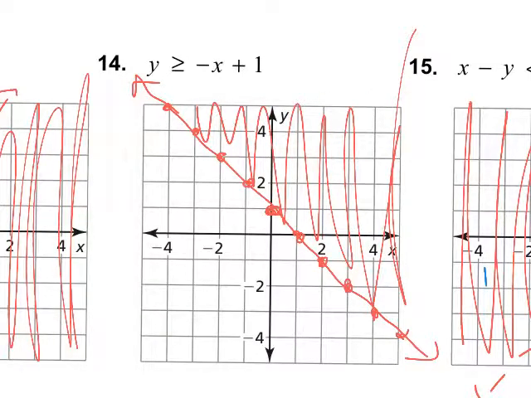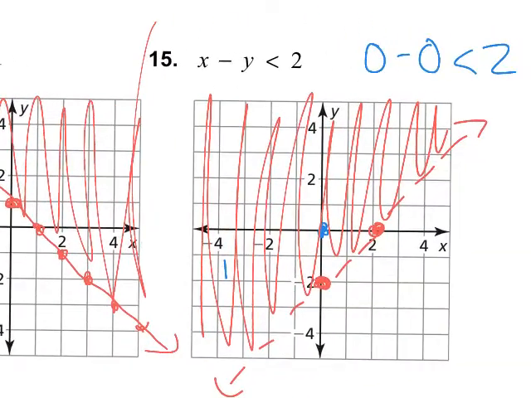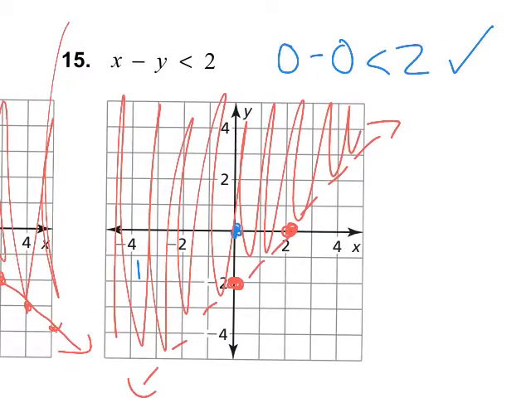Okay, and then last but not least, number 15. Did you notice number 15 was not y by itself? Okay, so we practiced using standard form. So you can do this problem one of two ways. You could graph it in standard form and test with an ordered pair. Or you could get y by itself and graph it just like you did the other ones.